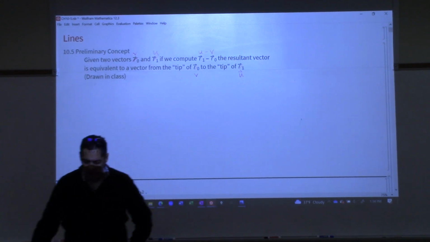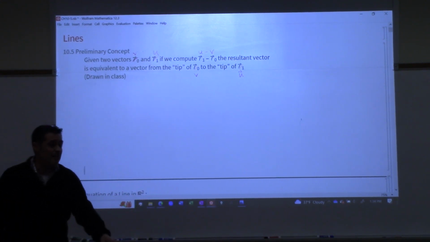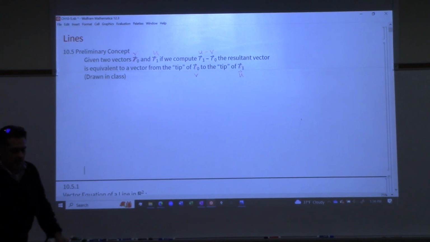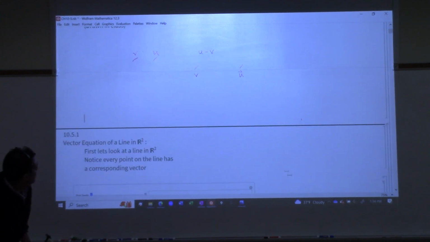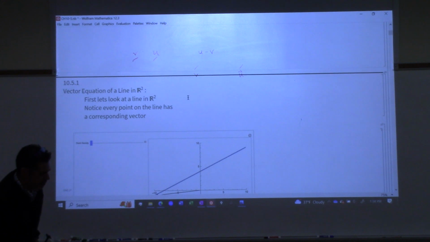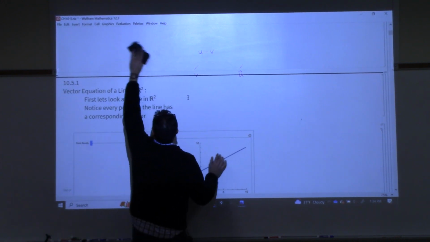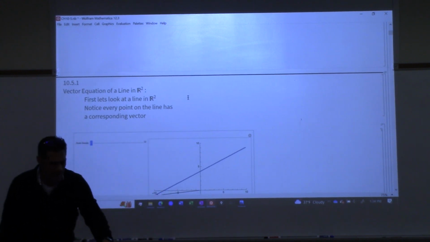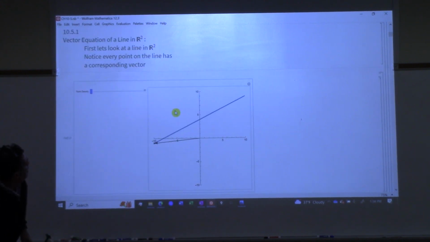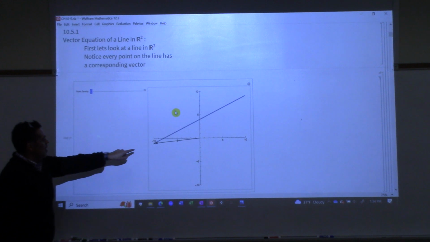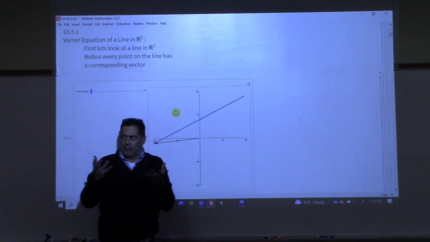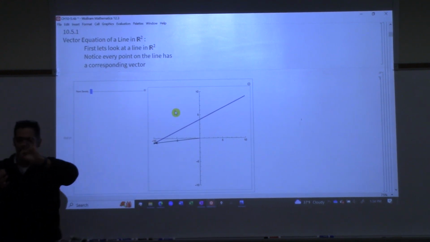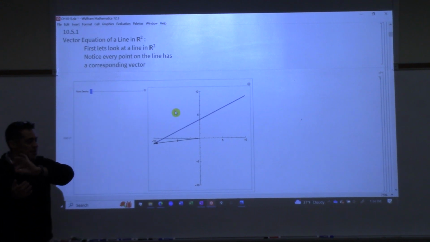All right, here we go. Let's start trying to define a line in a new manner. We're going to stick in two-dimensional space just for simplicity to start. All right, let's look at this blue line. A line is basically just a collection of points, right? Just a bunch of points.